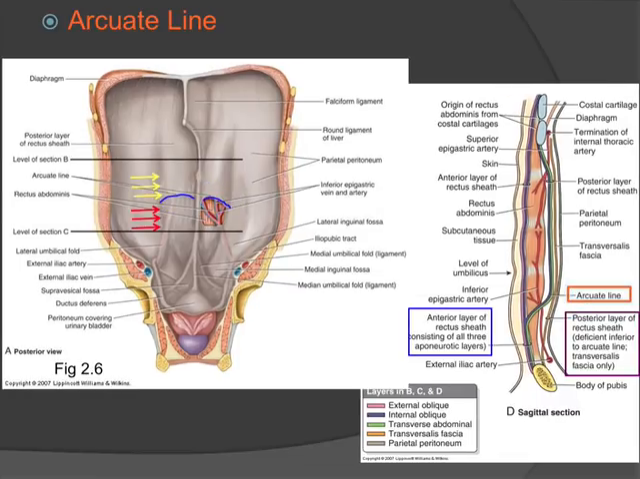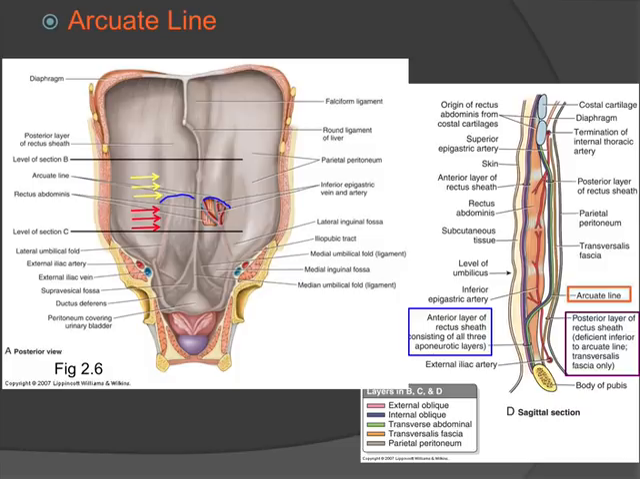All right? So what you can see, the little blue arches are that arcuate line, where above that arcuate line there is a posterior rectus sheath highlighted in yellow. So it's thicker at that point, less translucent. Below the arcuate line you have the red arrows, it's thinner, more translucent, because you have only the transversalis fascia and the parietal peritoneum covering the rectus abdominis on the posterior or the internal aspect. And so it's thinner and more translucent. All right, so that's the arcuate line.